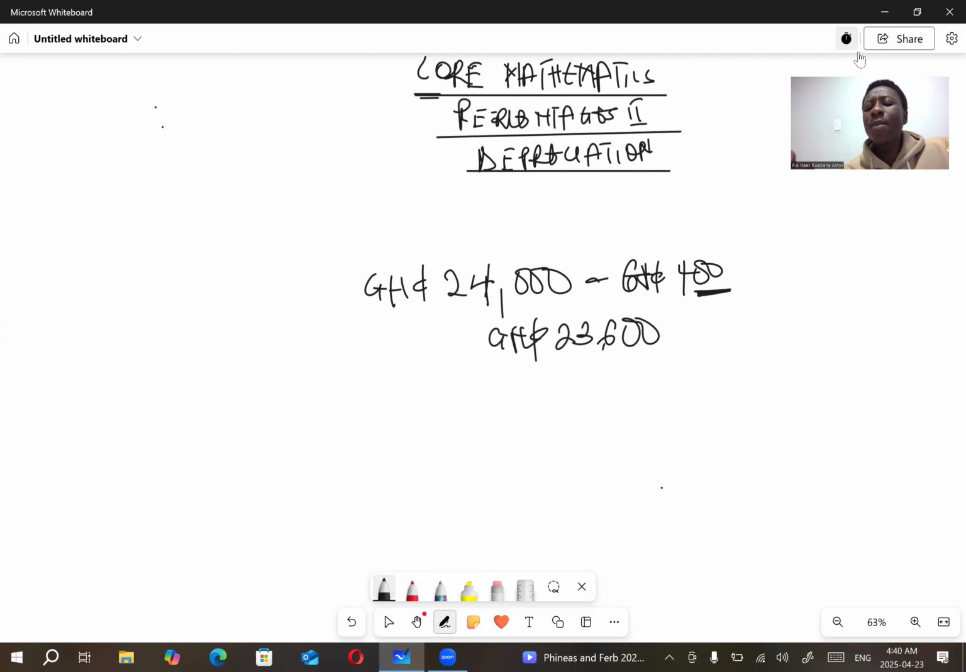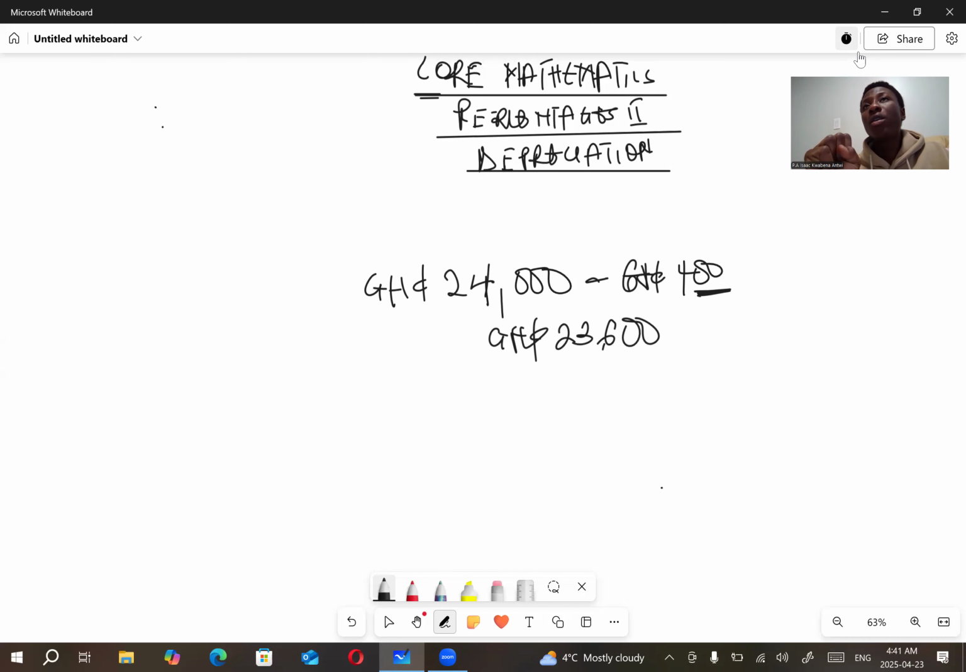Good. In the same vein, we started discussing that the original cost of every item, as far as depreciation or any other content in percentages is concerned, is taken as 100%. The original cost of every item is 100%.